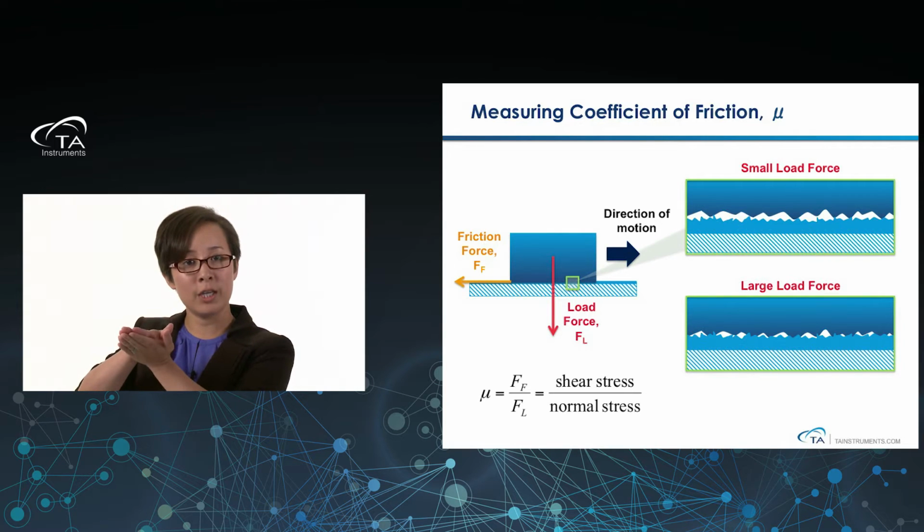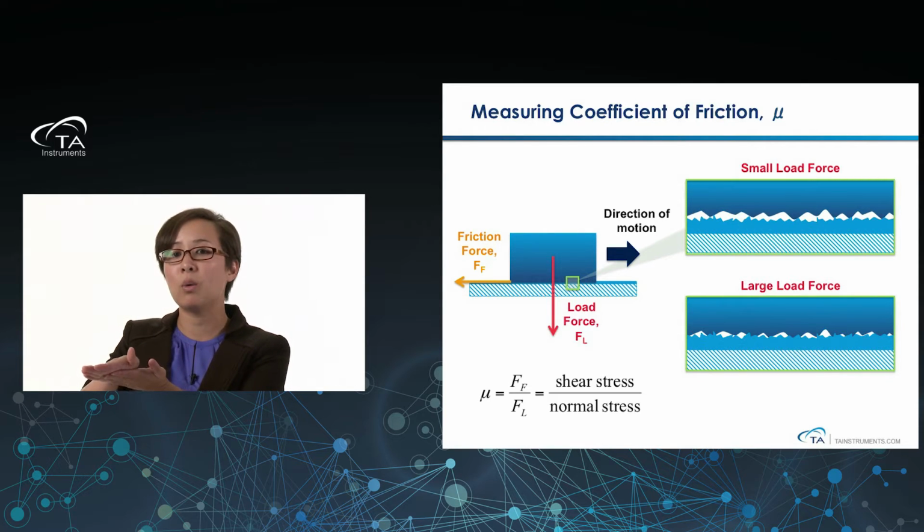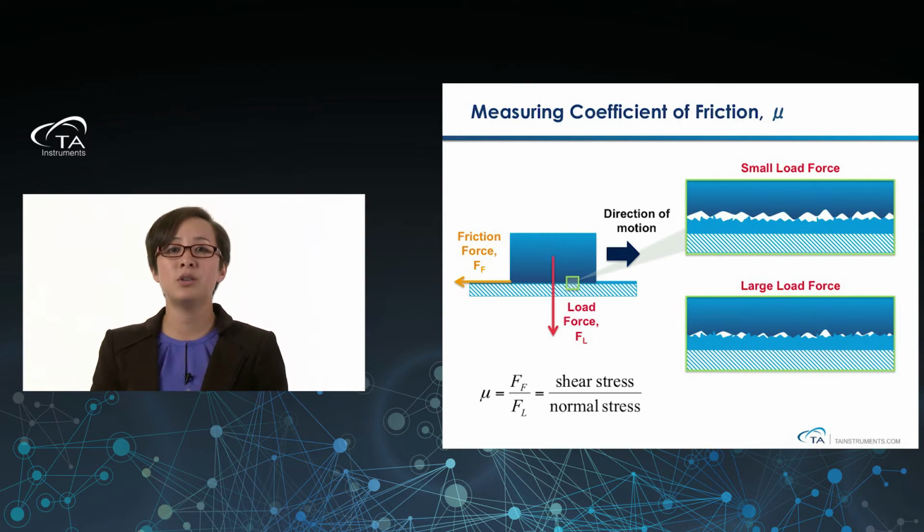They're going to be pushed together in contact with one another through the load force, and then some frictional force is going to oppose the motion that one of our surfaces is going through, in between these two surfaces, as you can see in the diagram. So the coefficient of friction is simply the frictional force divided by the load force, or you could think of it also as the ratio between shear stress and normal stress.